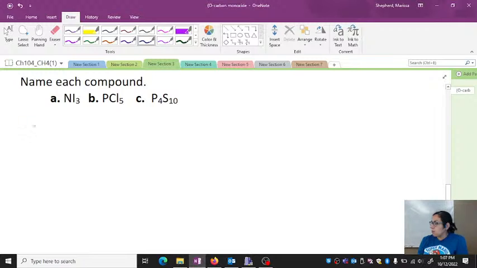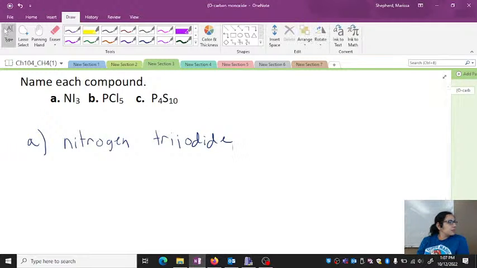So let's go over them. What do we get for A? So NI3, what would this be? Nitrogen, but then what do we need to do? Don't forget your tri, and I believe this one has 2 I's, so triiodide. Yeah, that's the correct spelling with the 2 I's.